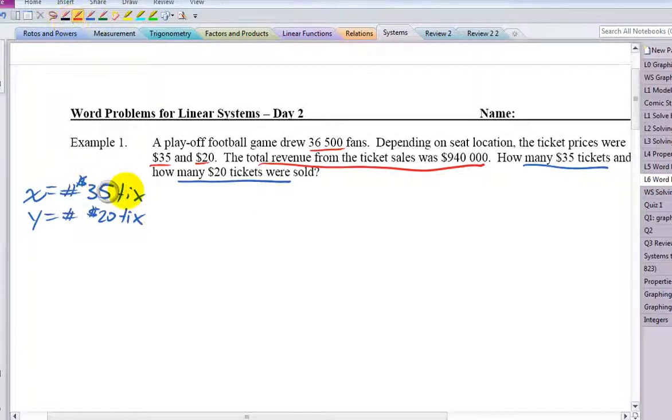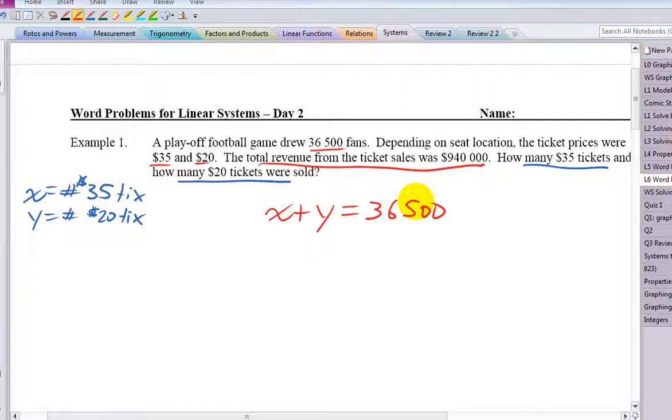So these are the number of tickets. If you add up all the different tickets, how many people were at the game? 36,500. So the number of tickets must equal the number of fans at the game.